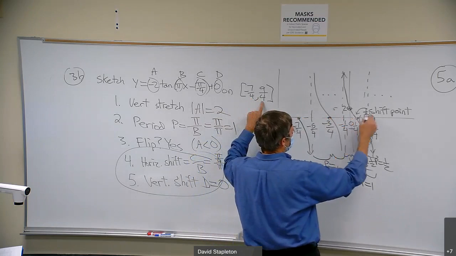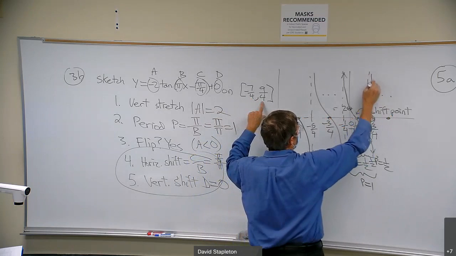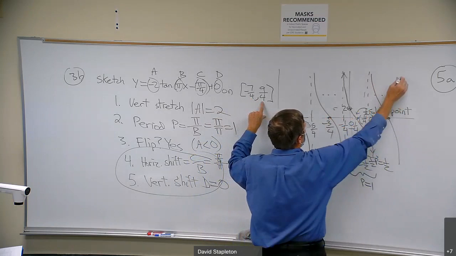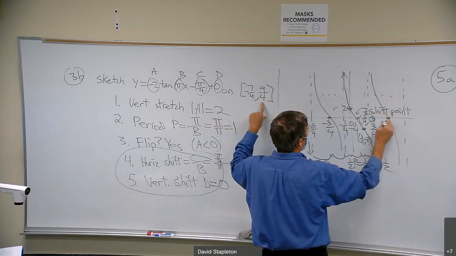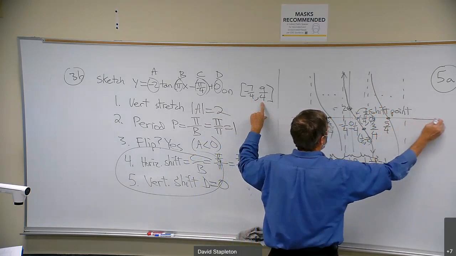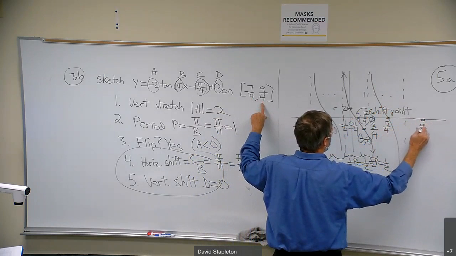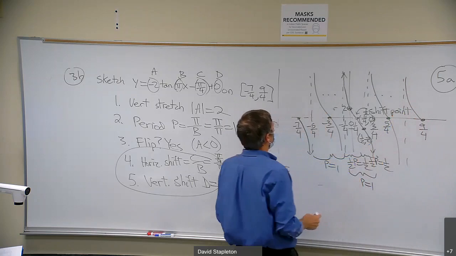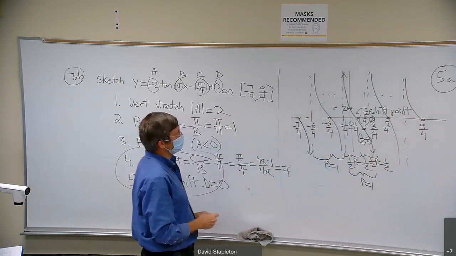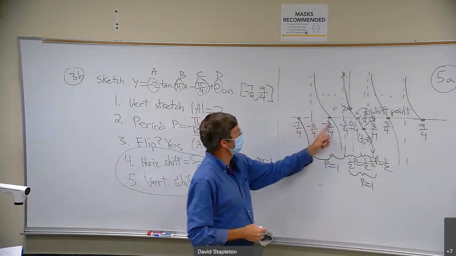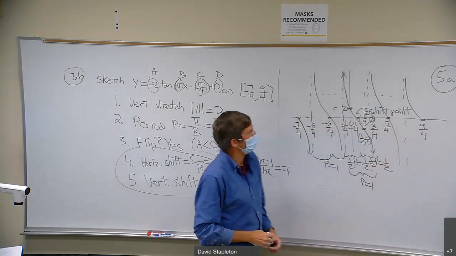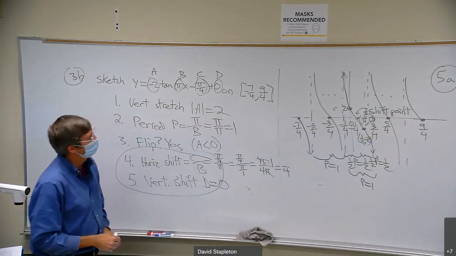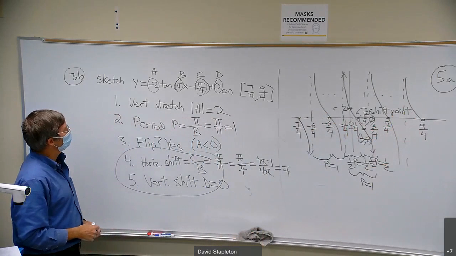Let's see, if this is 1/4, then I've got another crossing at 5/4, one more unit over. One more unit over at 9/4. It's going to be a crossing point here, so it's going to go like that. There's the graph from -7/4 to 5/4. It's apparently 1, 2, 3, 4 periods exactly. That's what I asked for in that problem.